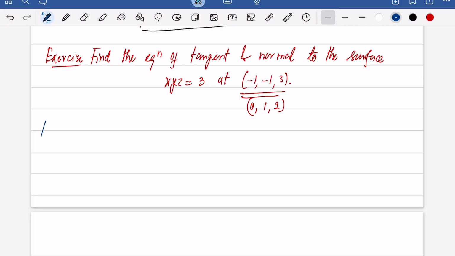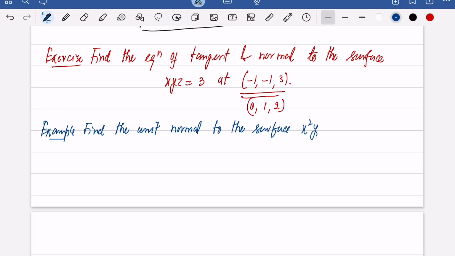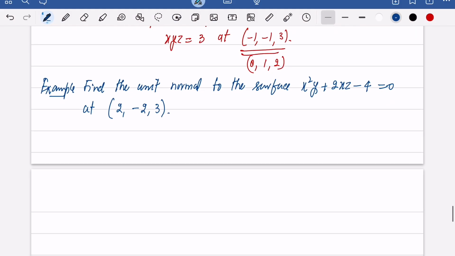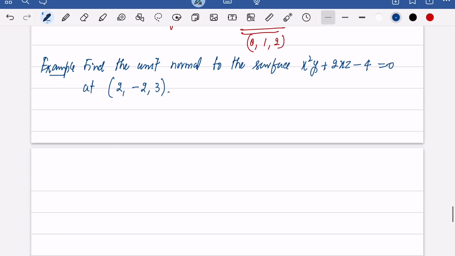Now let's take up another example. Find the unit normal to the surface x square y plus x square y plus 2xz minus 4 equal to 0 at (2, -2, 3). Now as we are asked to find the unit normal to the surface at this point, first of all in the exam we will verify whether this point lies on the surface or not. If it does not lie on the surface, then our answer to the question will be none of the above, or else the question will be a false question.